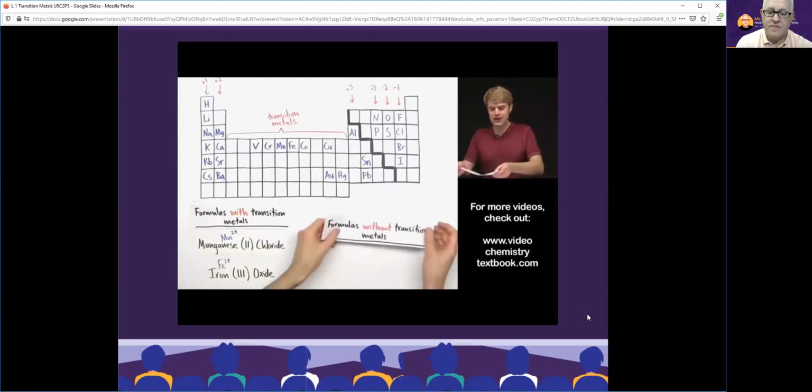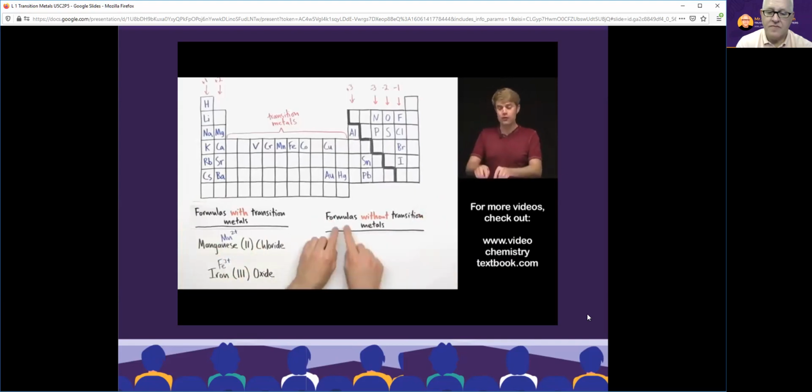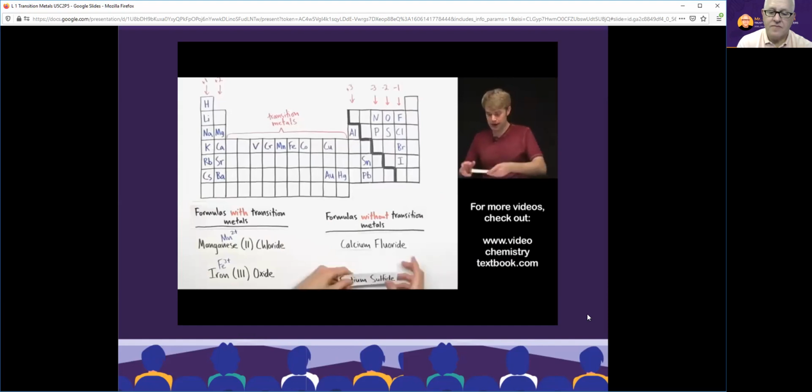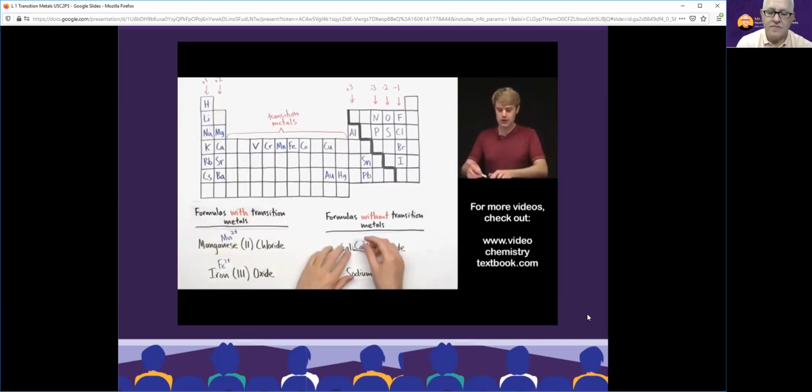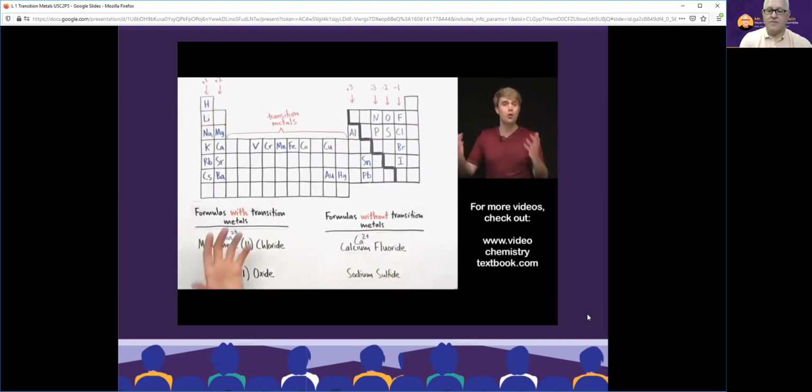This Roman numeral notation is different from formulas without transition metals, where we just write calcium fluoride, or sodium sulfide. We don't have to use Roman numerals when we write formulas without transition metals because it's totally clear what these charges are, right? Calcium is in this column here, so we know for sure that it's 2 plus, and it's always going to be 2 plus. Sodium is in this column here, so we know that it's 1 plus, and it's always going to be 1 plus.